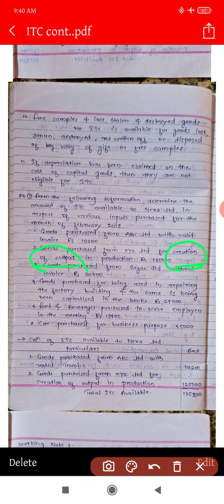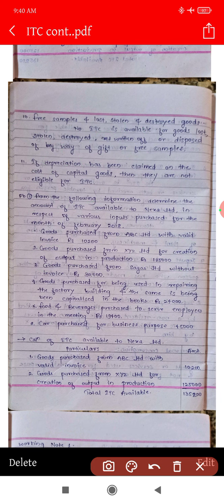The goods that are purchased, we call them inputs, right? And the tax paid on inputs is called input tax. So is the tax he has paid on this purchase valid for input tax credit? Yes, it is valid. The goods purchased from XYZ Limited, which he has used for creation of output, can be used for input tax credit.